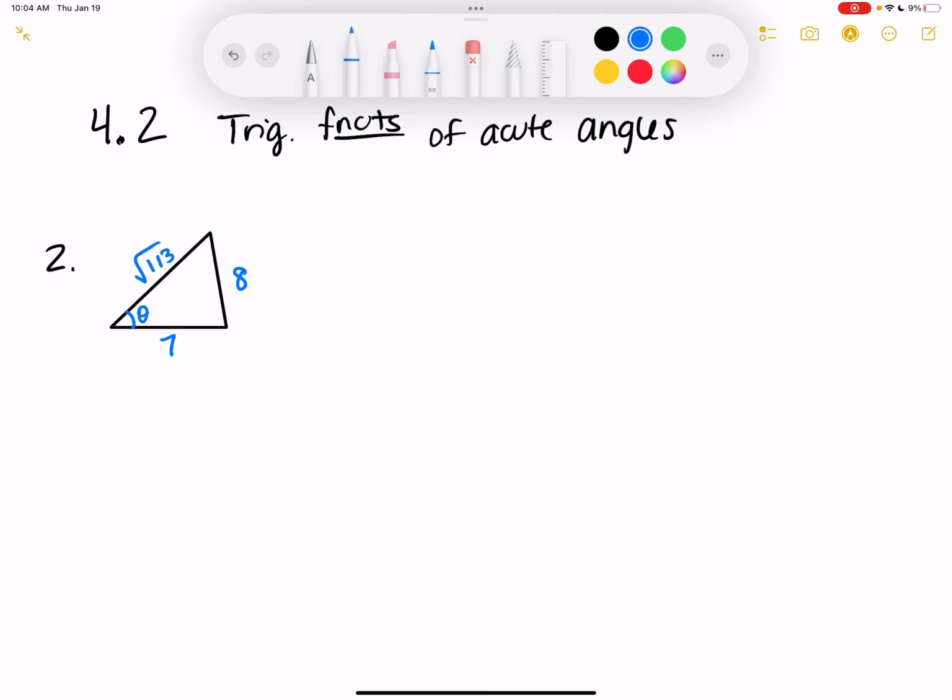So, finding all 6 trig functions. You do not need a calculator. You don't? Nope. Oh, great.